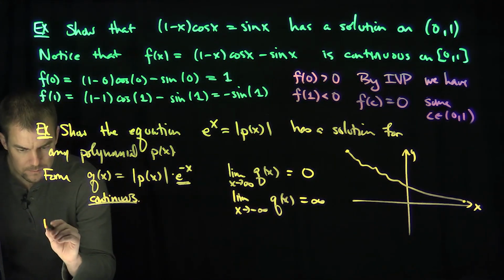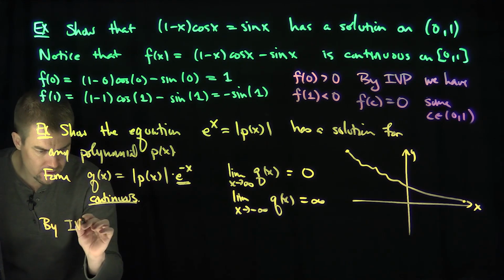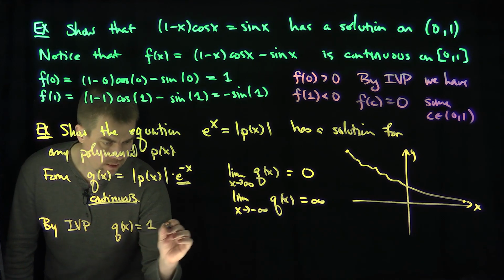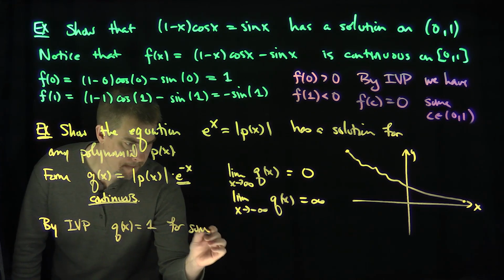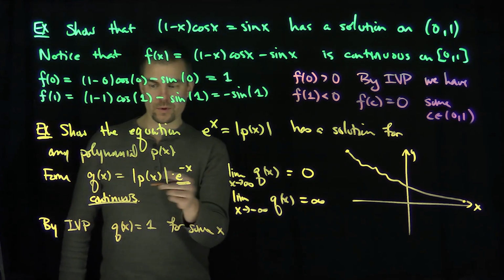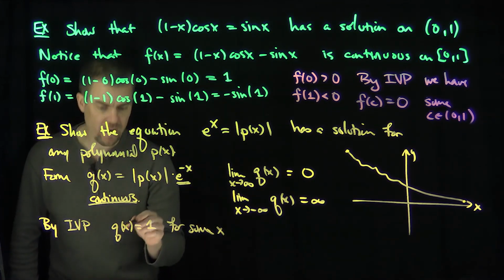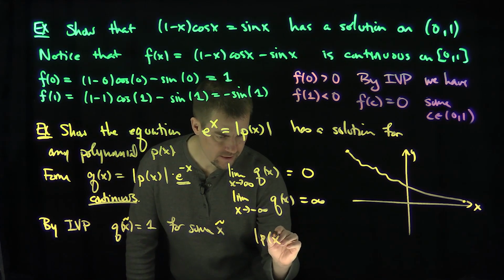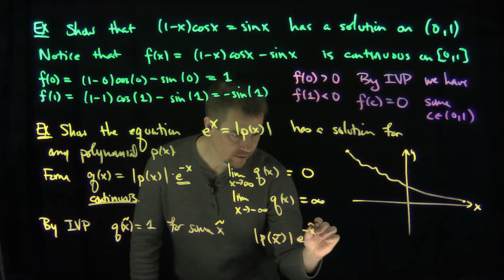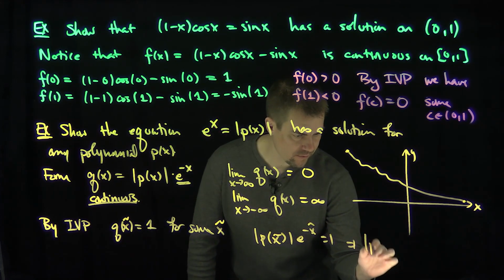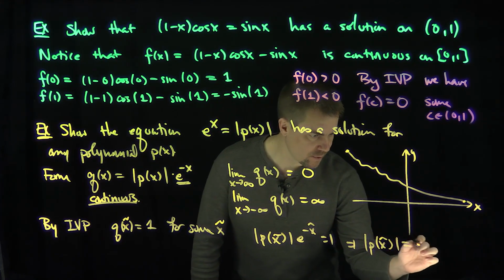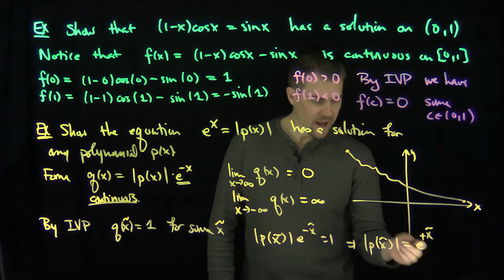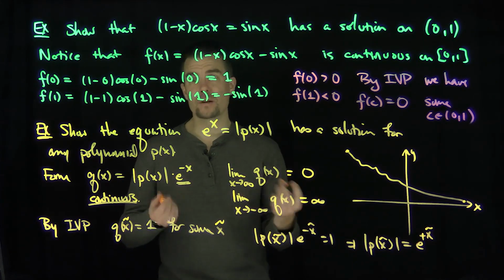So by the intermediate value theorem, by the IVP, intermediate value property of continuous functions, q of x is equal to 1 for some x. And if q of x is equal to 1, what does that say? That says that for that x tilde, p of x tilde times e to the negative x tilde is equal to 1, which is equivalent to saying the absolute value of p of x tilde is equal to e to the positive x tilde, and therefore that x tilde is the solution of our equation by the intermediate value property.